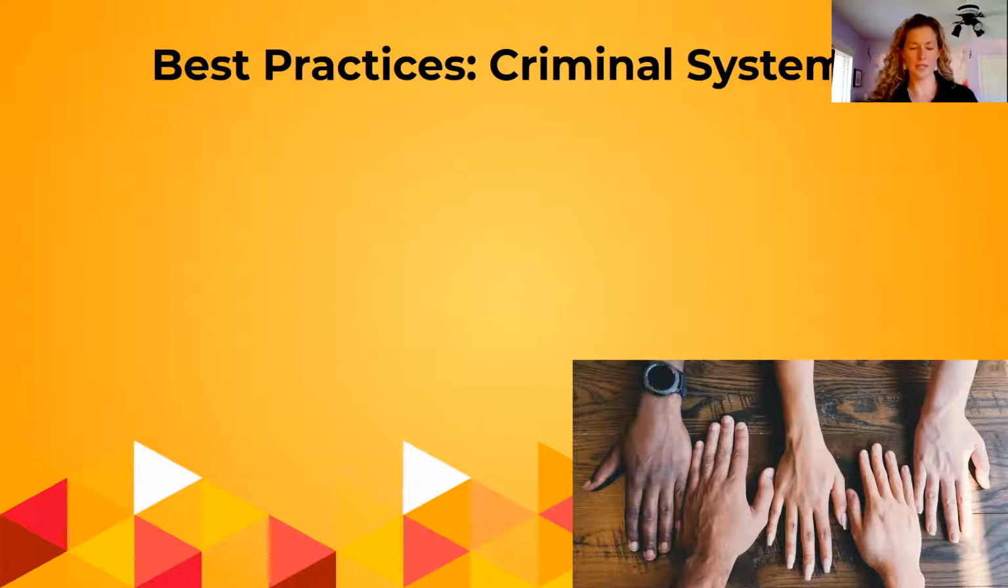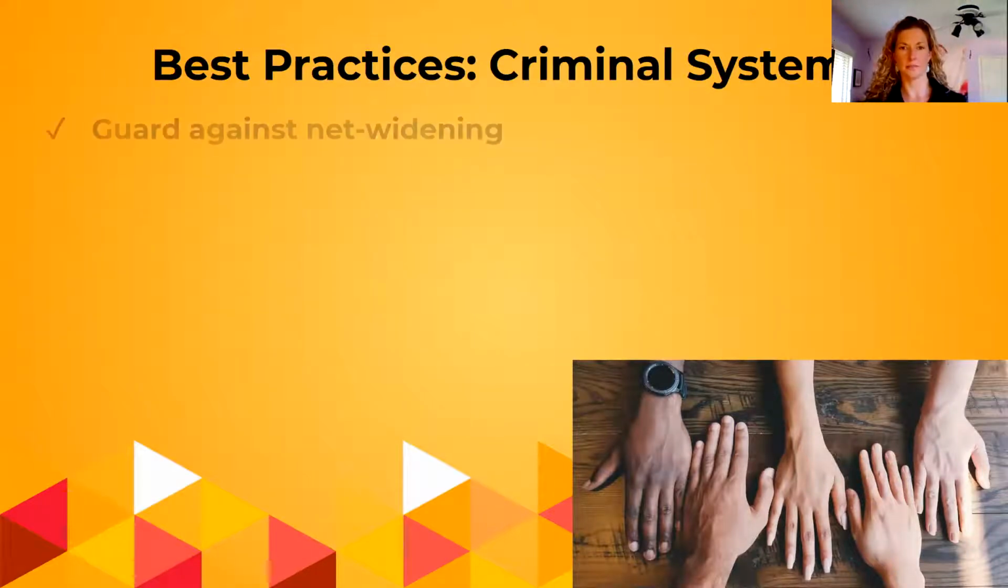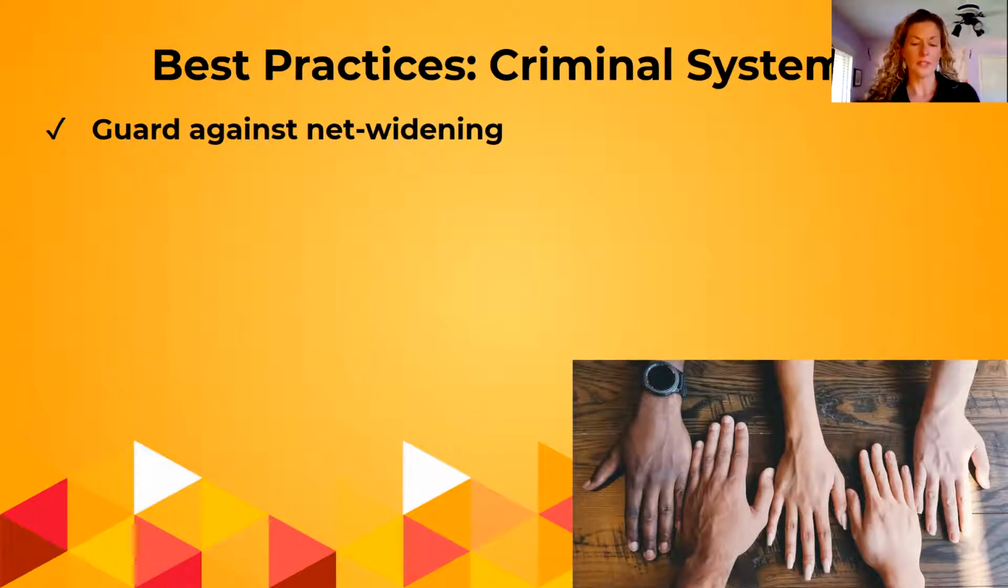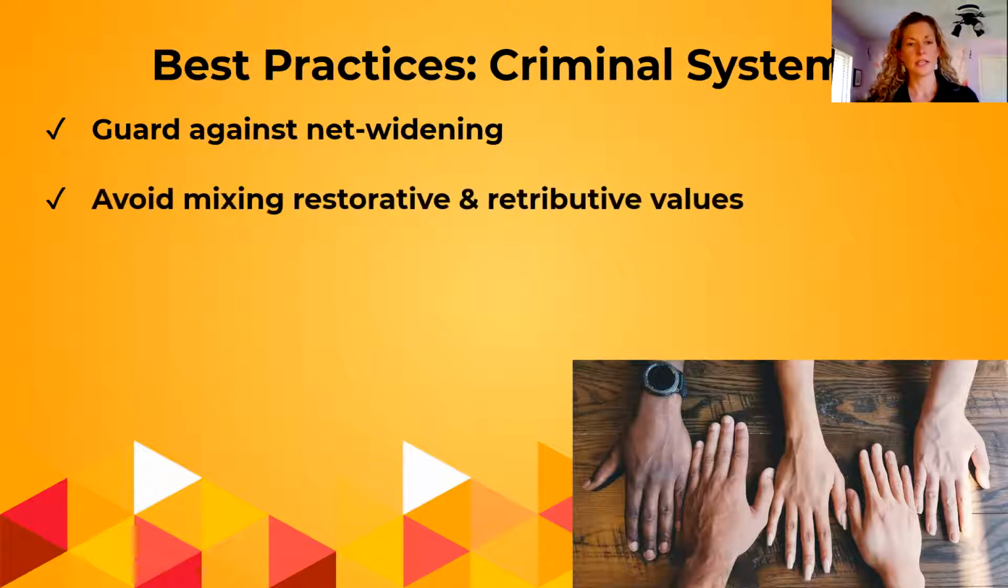All right, so now we're going to talk about some best practices from within the criminal legal system. This is a reminder from day one, guarding against net widening, only sending cases to restorative justice if the district attorney intends to prosecute. If the case would otherwise be dismissed, it should not be sent to RJ. The second, avoiding mixing restorative and retributive values.